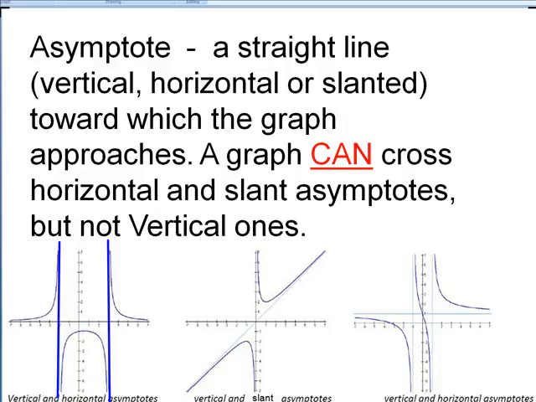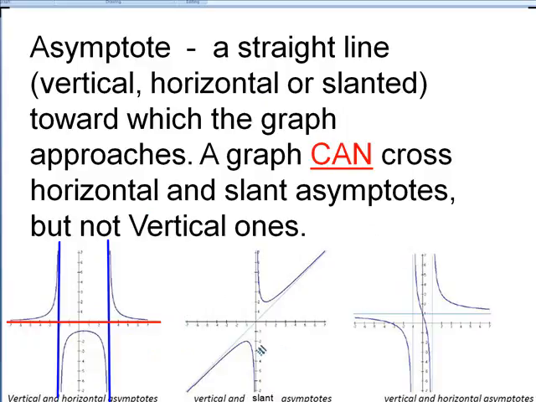Let me make a note of it in red. You notice how the graph gets really close to the x-axis? That's because there's actually a horizontal asymptote right here at y equals 0, which is the x-axis. There's also a horizontal asymptote for this graph here, because the graph gets really close to it, but it doesn't touch it. But keep in mind, graphs can cross and touch horizontal or slant asymptotes.